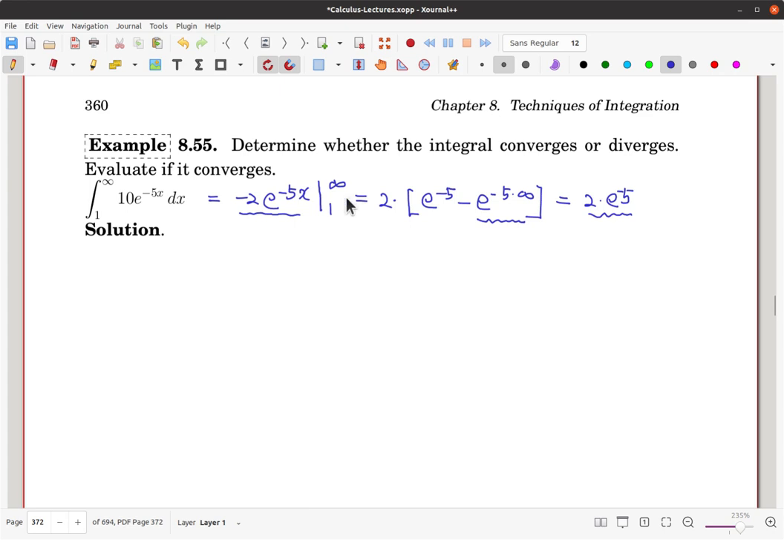We are using the notation infinity here, but infinity is not a number, but you have to understand this one in this way. Rather than infinity, we may put this one as b and put limit as b approaches infinity. So I'll use this notation, but you have to understand it in this way.